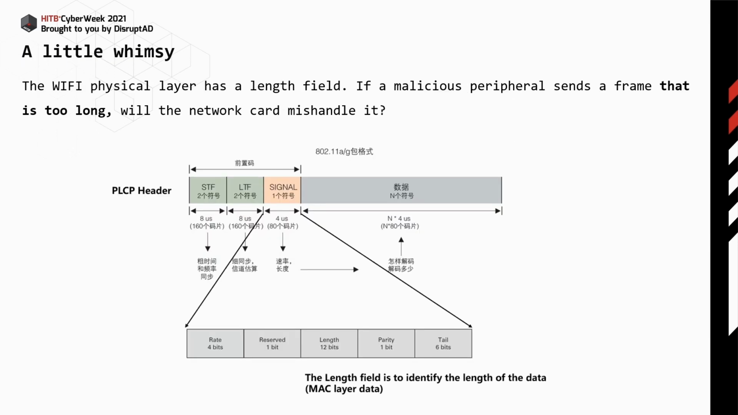This is just an idea I had when analyzing the Wi-Fi protocol, and it has not been verified. We know that there is a length field in the physical layer protocol of Wi-Fi that indicates the size of the data behind the PLCP header. Will there be some network cards that handle it incorrectly, leading to unexpected behavior?